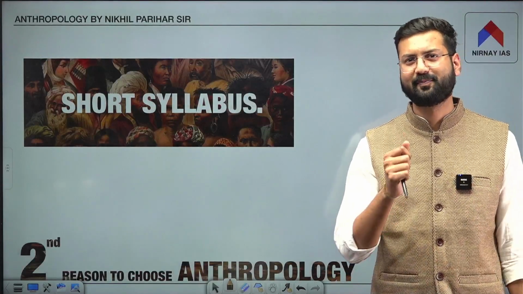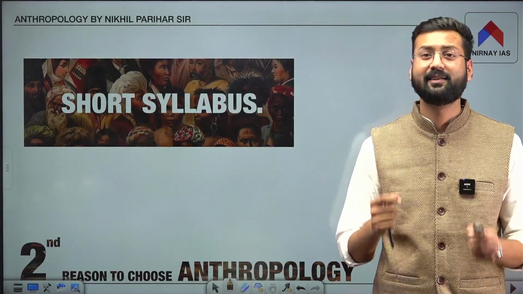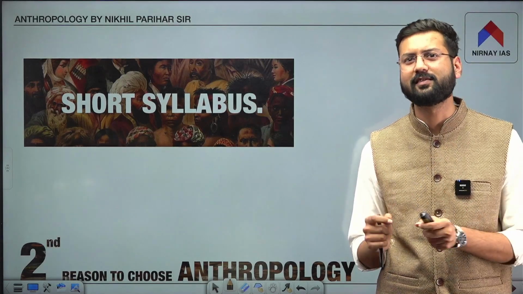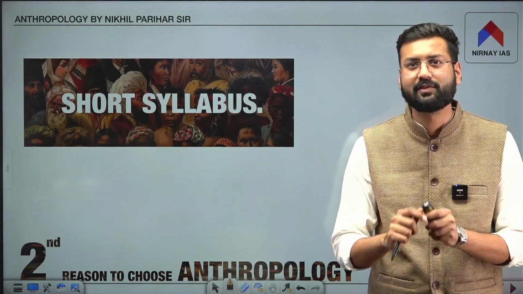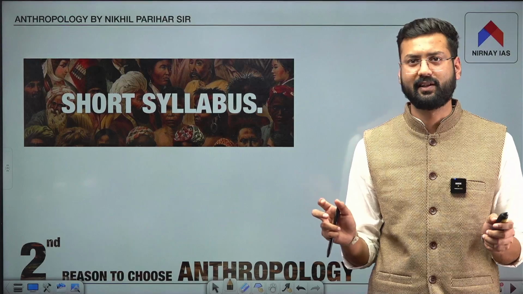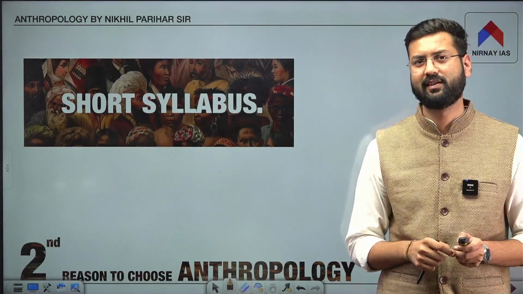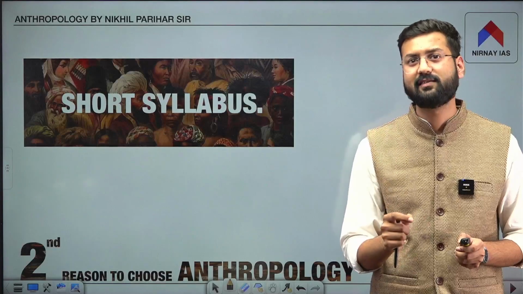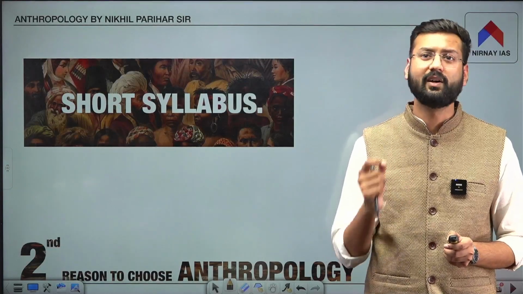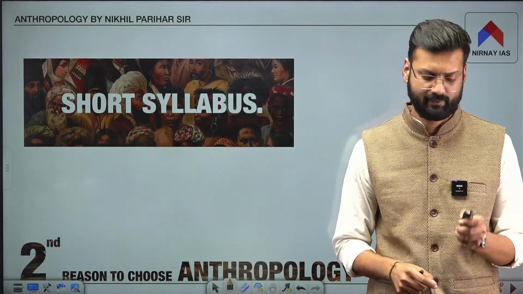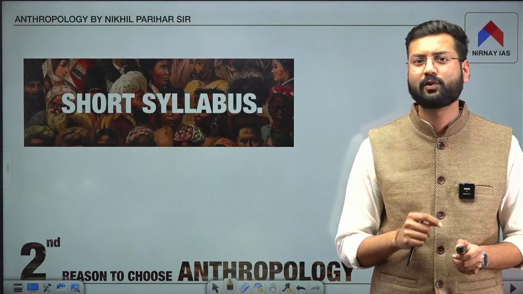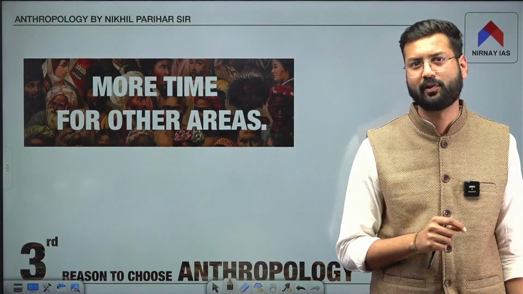Secondly, the syllabus. Everybody knows this for a fact that it has one of the shortest syllabus. It has one of the shortest syllabus in the entire optional subjects, right? There are 24 optional subjects and anthropology has the shortest syllabus that there is. Now the syllabus is very precise, it is very consolidated and it can be covered easily. So this is another positive.